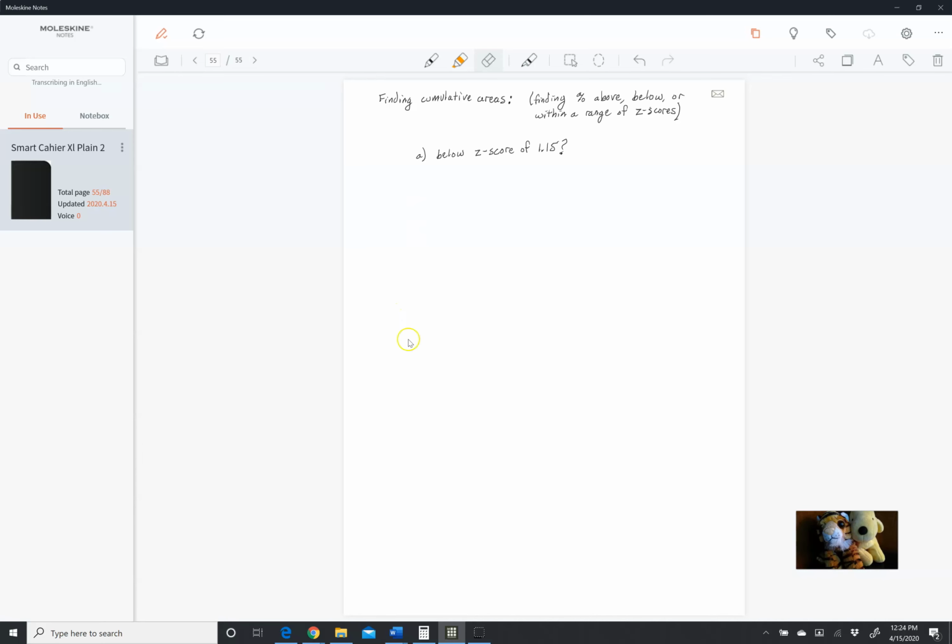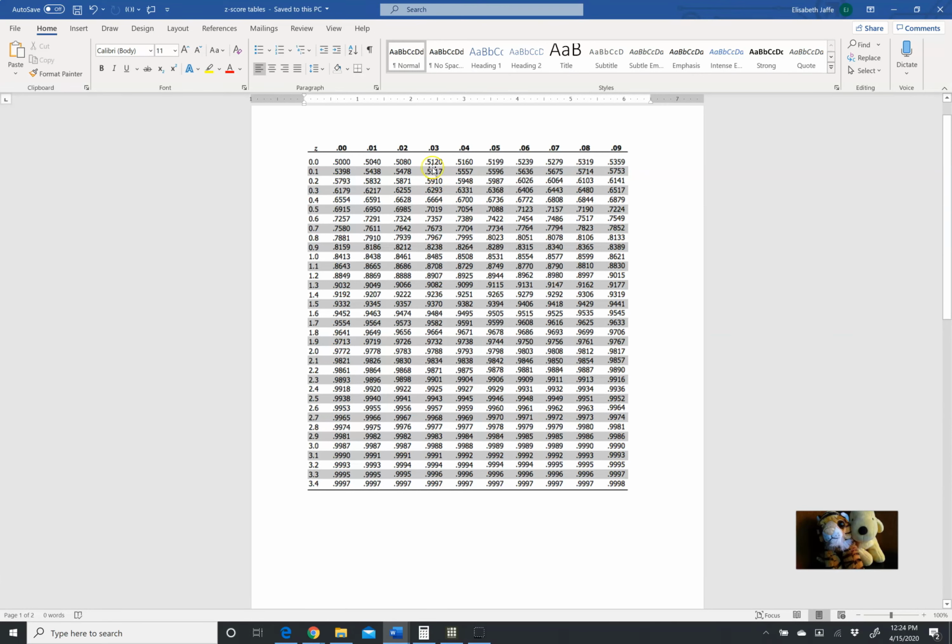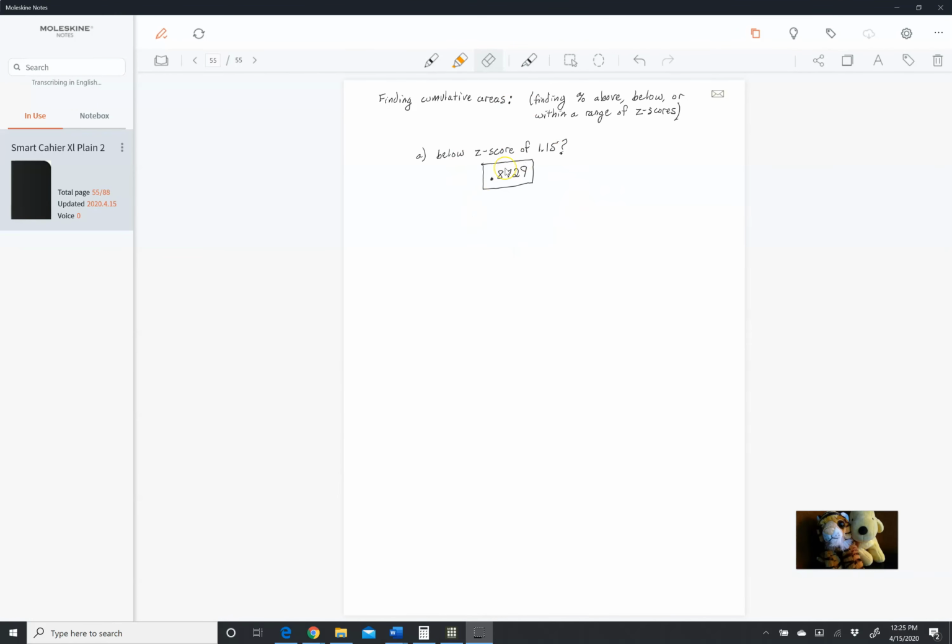So if we go below a z-score of 1.15, we go to our z-score table. This is just some practice. We're above, it's a positive. So we go to 1.1, and then we go over to the 5, and we get 0.8729. And we're saying that's the percentage of data that's going to fall below that z-score. When we say it's the percent of data that falls below that z-score, we're saying it's the percent of data that's below 1.15 standard deviations above the mean, regardless of what that mean and standard deviation are.